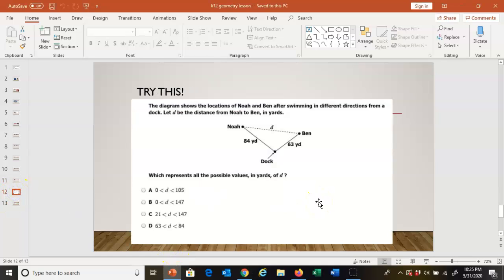Here's a little extension to think about for next time. Recall that I said any two side lengths have to add up to greater than the third side. So this is a topic that's coming up. This is also part of that same idea. This is actually copied and pasted from a Virginia SOL test. If you have one side length that's 63 yards, one side length that's 84 yards, what is the range of possible sides for the other one? See how far apart Noah and Ben could be. So we'll discuss that in the future.